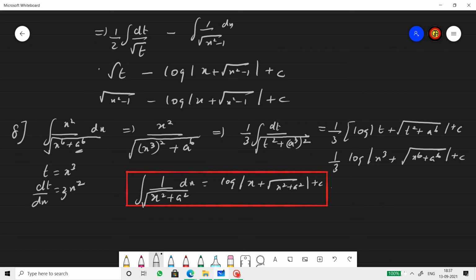Now it's in the form of 1 by root over x square plus a square, which is log mod of x plus root of x square plus a square, plus c. Substitute t and x back into the question, and we'll get the book answer.